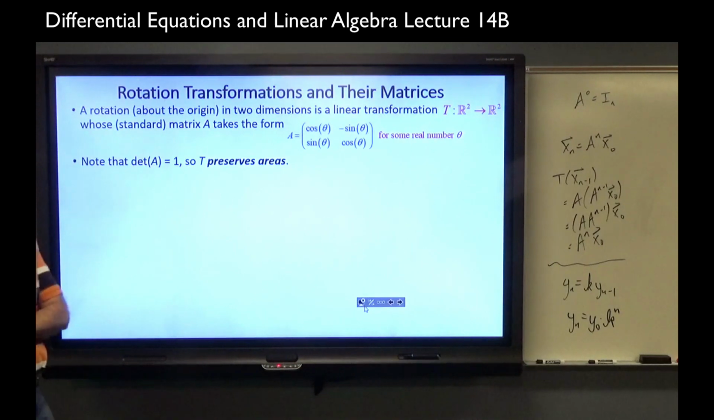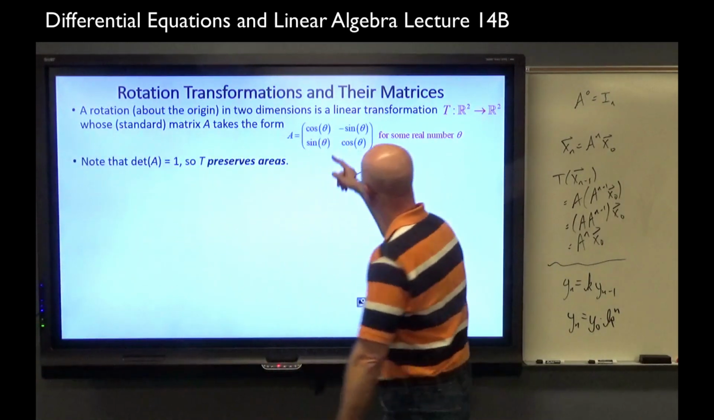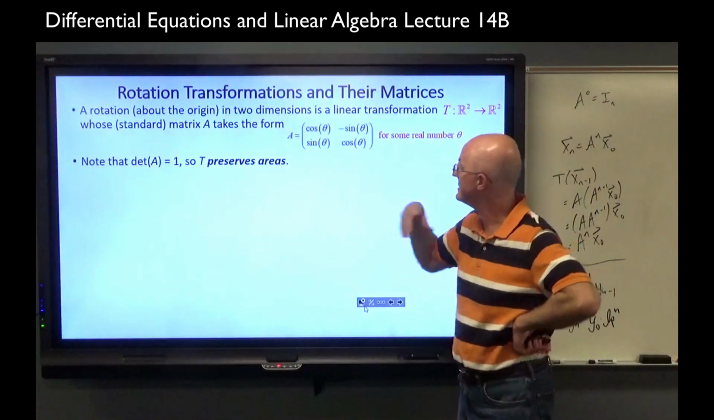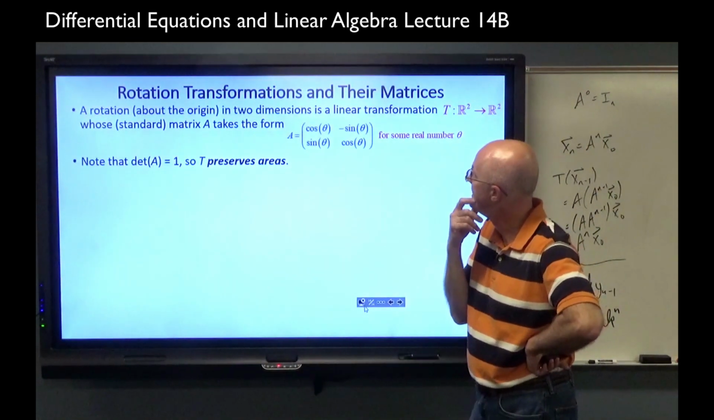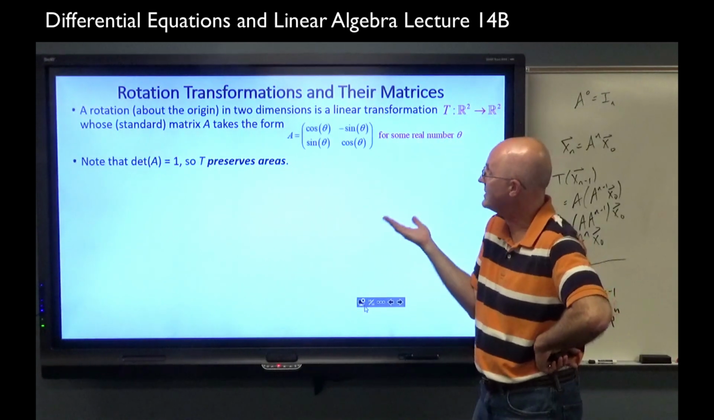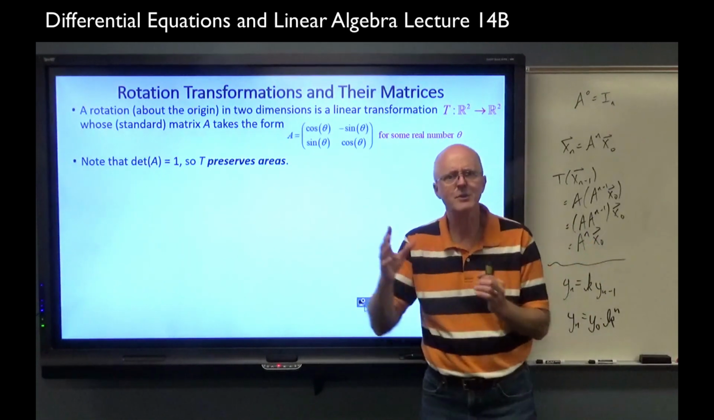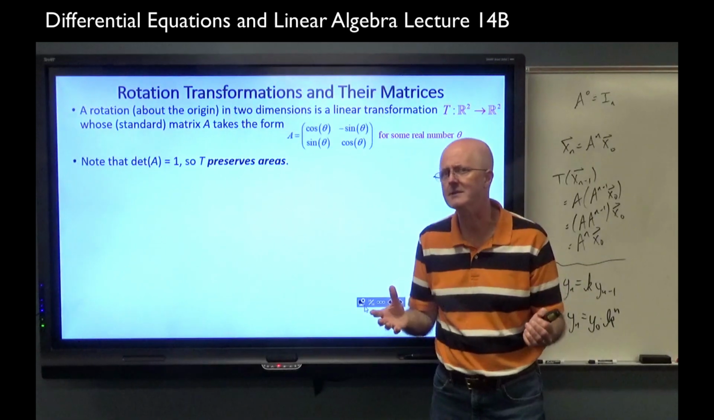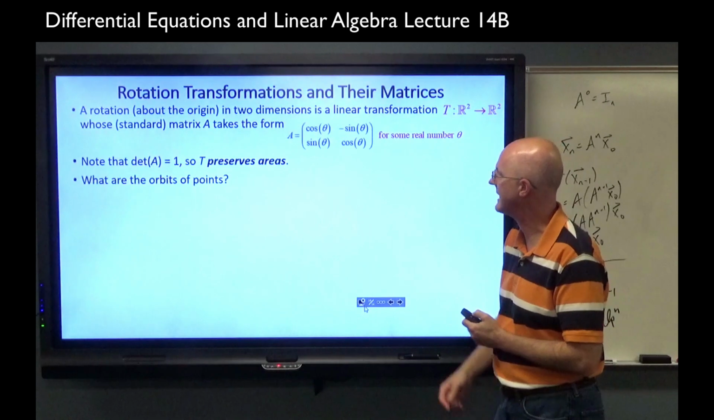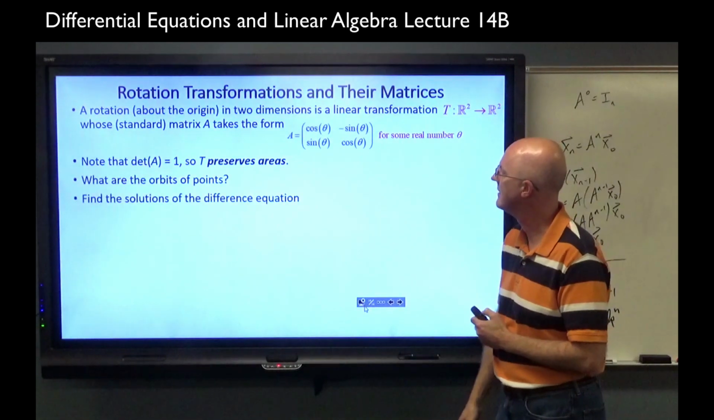Note that the determinant of this is 1. Why? Because it's cos squared theta plus sine squared theta, because the two minus signs cancel, which is 1, always, no matter what theta is. T preserves areas. Should make intuitive sense. Rotations preserve areas. They're rigid. What are the orbits? I guess they're going to rotate.